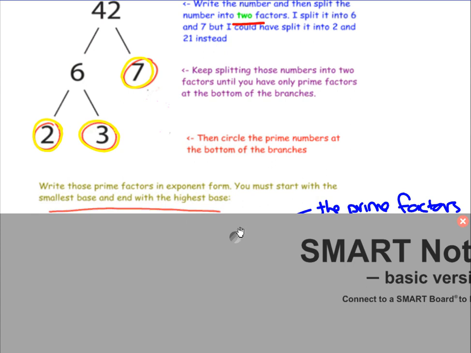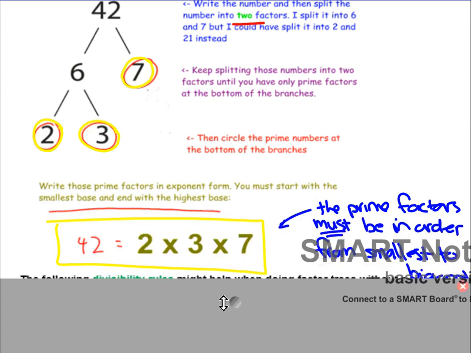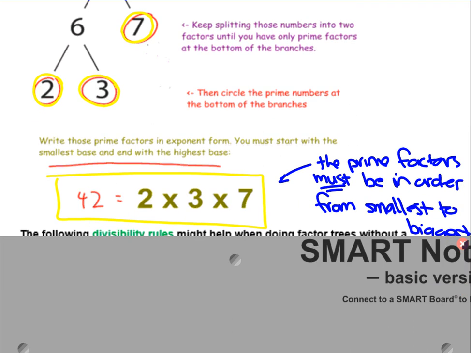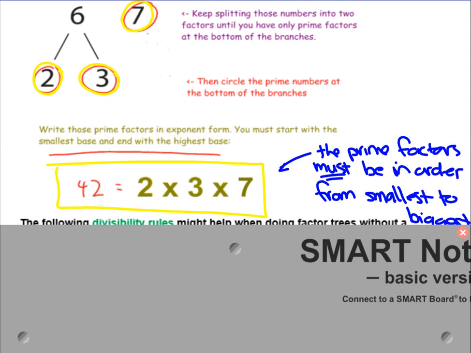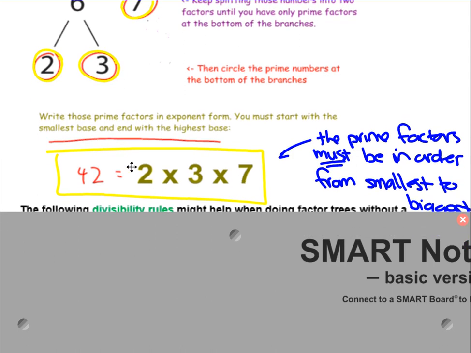The way I would write my final answer, I'll scroll down so the watermark's not in the way, is that 2 times 3 times 7 equals 42. These prime factors must be in order from smallest to biggest. It's just a rule that's been made that we have to follow. The product, meaning the result of multiplying, of 2, 3, and 7 is 42, you would say.